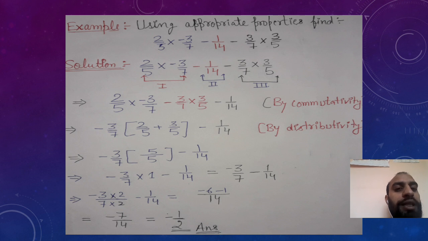So take this minus 3 upon 7 common outside, you will be left with bracket 2 upon 5 plus 3 upon 5, bracket close, minus 1 upon 14. You can see in 2 upon 5 plus 3 upon 5, both denominators are same, 5 and 5. So no need to take LCM, directly you can write 5, add their numerators, 2 plus 3, 5. So in the next step you can cancel 5 by 5. If 5 is going to cancel with the 5, then 1 will be left. So after multiplying, 3 ones are 3, you can see now one number is minus 3 upon 7 minus 1 upon 14.